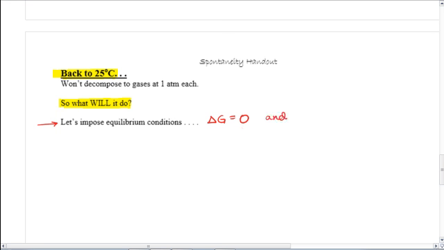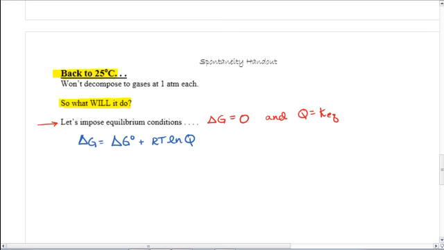And at equilibrium, instead of using Q, Q will now become equal to our KEQ, because it'll be at equilibrium conditions. So we need a new equation that we're going to derive here. We'll start with the old one: delta G is equal to delta G naught plus RT natural log Q.